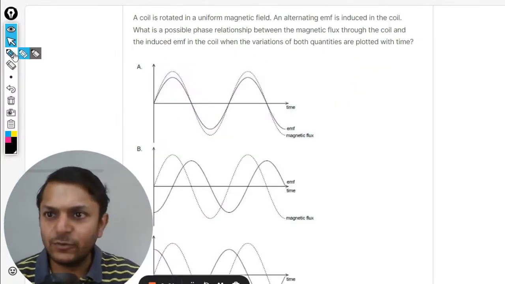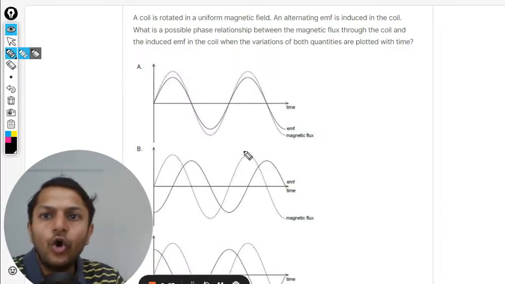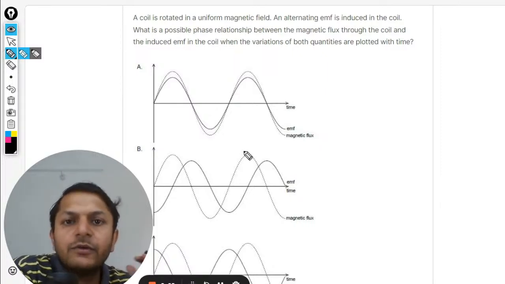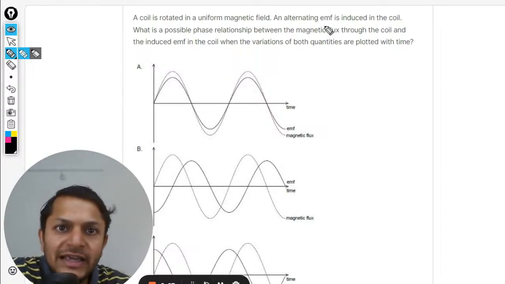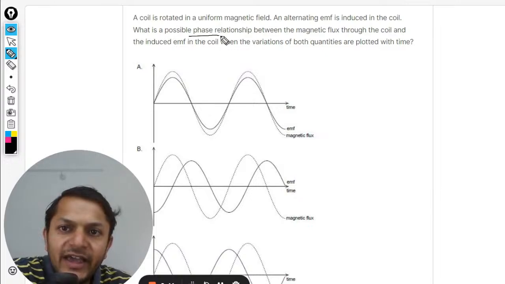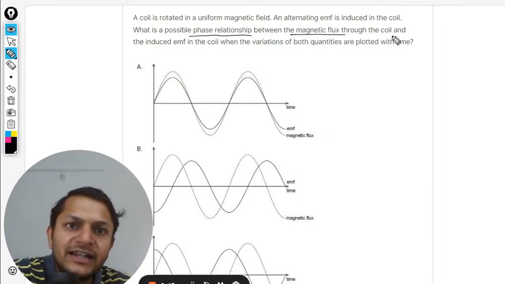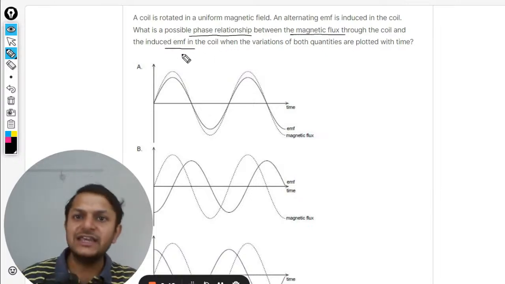Okay, dear students, let us see what is there in this question now. A coil is rotated in a uniform magnetic field and alternating EMF is induced in the coil. What is a possible phase relationship between the magnetic flux and the induced EMF?